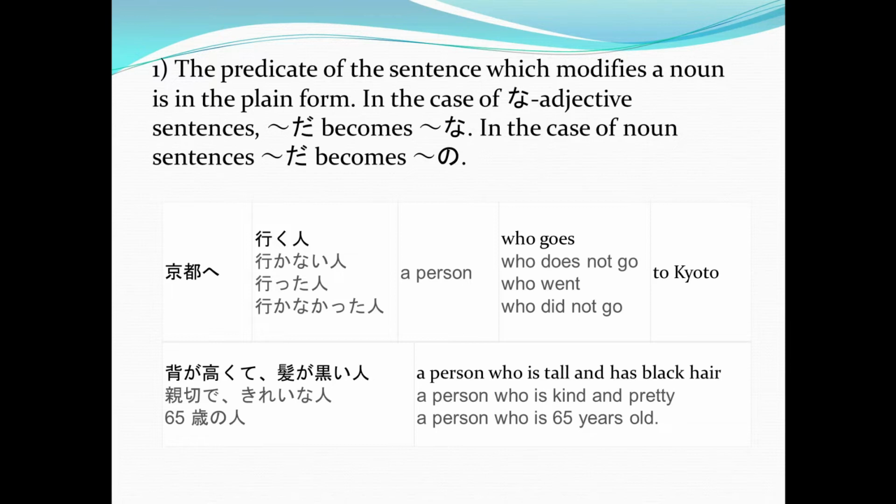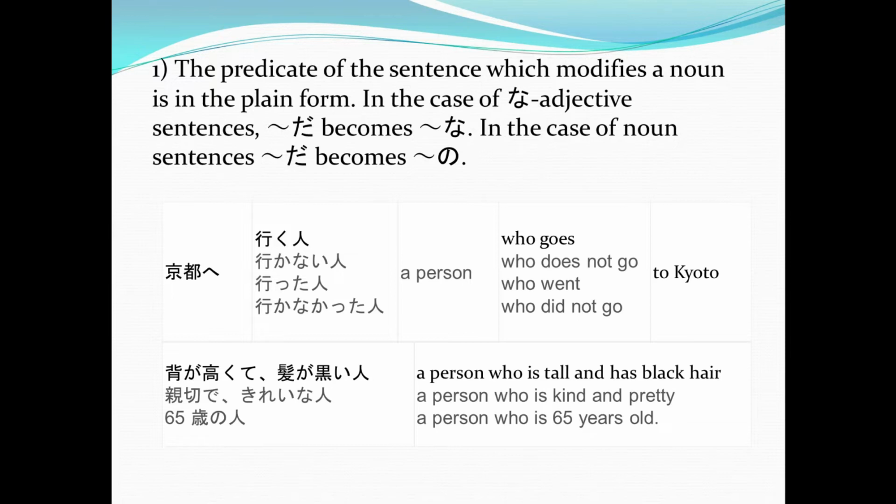Now, take a look at another example. If you want to say a person who is tall and has black hair, remember guys, this is just a noun modifier. There is no noun yet. This will just modify your noun. Again, a person who is tall and has black hair, you say se ga takakute kami ga kuroi hito. Se ga takakute kami ga kuroi hito.